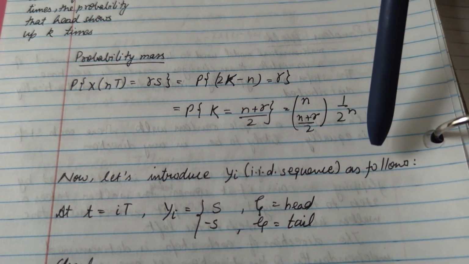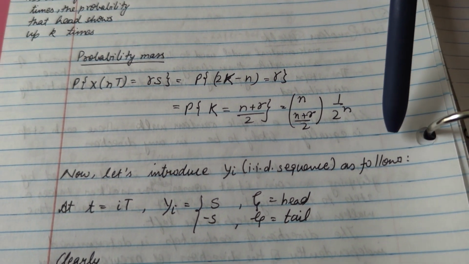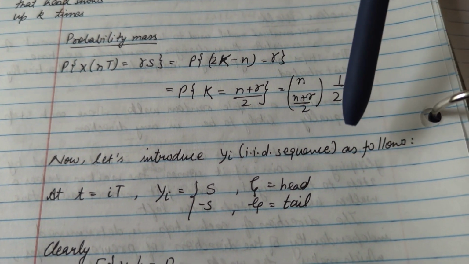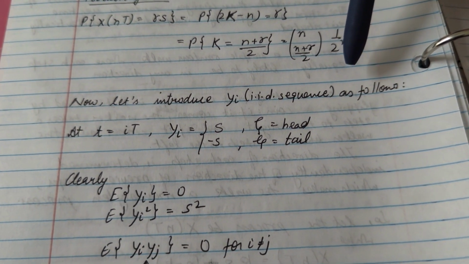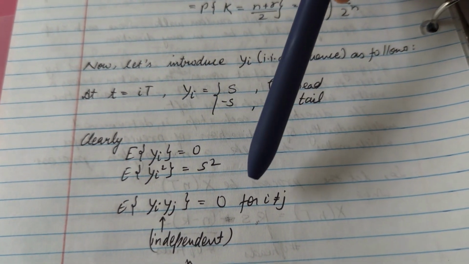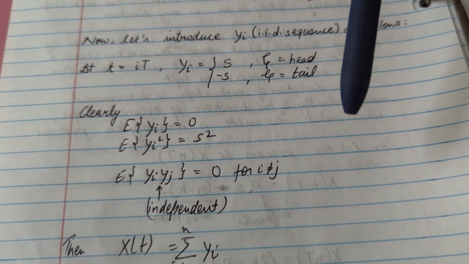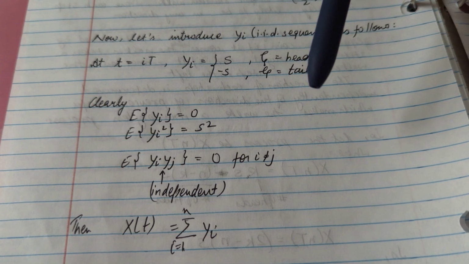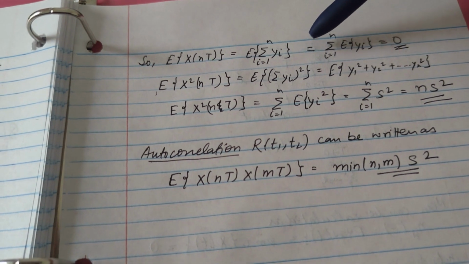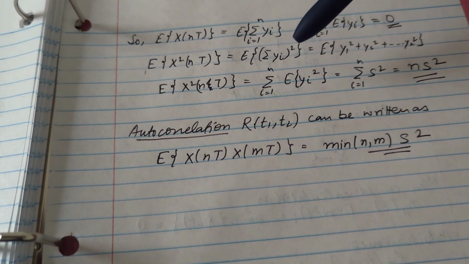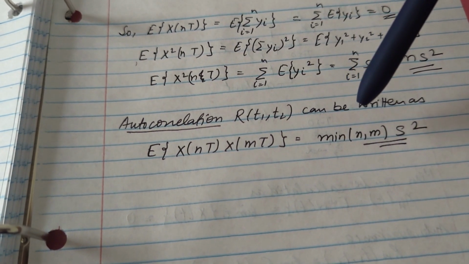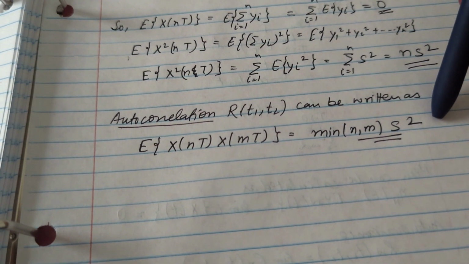Now let's introduce Yi, which is an IID sequence as follows. At t equals iT, Yi is s if it is head, minus s if it is tail. So clearly the expectation of Yi is 0, the expectation of Yi squared is s squared, and the expectation of Yi Yj equals 0 for i not equal to j. Then X(nT) can be written as the summation of Yi, i equals 1 to n. So the expectation of X(nT) is 0. The expectation of X squared(nT) is n times s squared. The autocorrelation can be written as minimum of n, m times s squared.